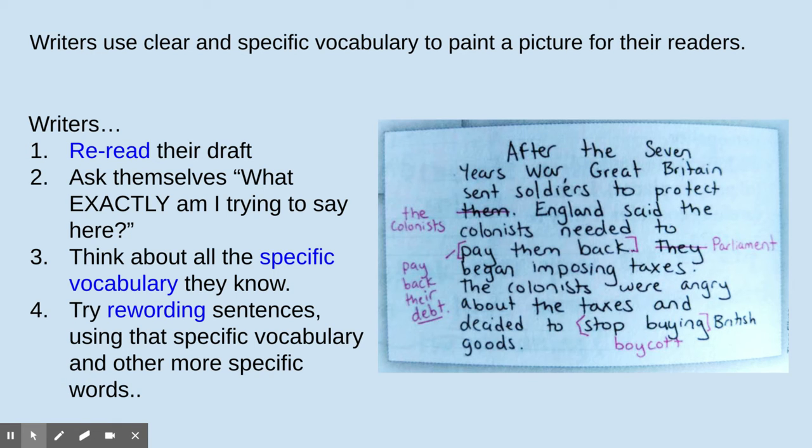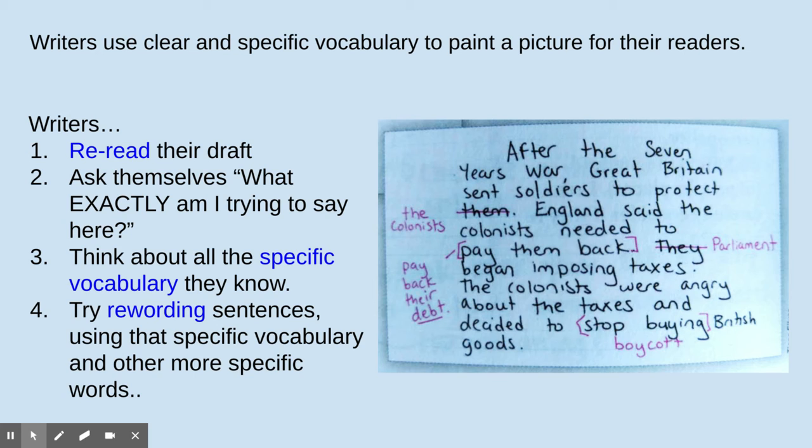The second sentence, England said the colonists needed to pay them back. That's not specific enough. So the writer changes it to pay back their debt, and debt is when you owe someone money. The third sentence originally said they began imposing taxes. Well, who is they? They is the British government called Parliament, so it changes to Parliament began imposing taxes.